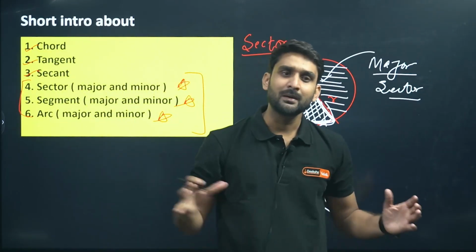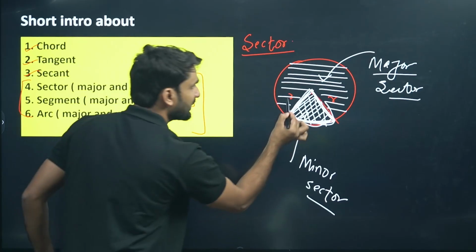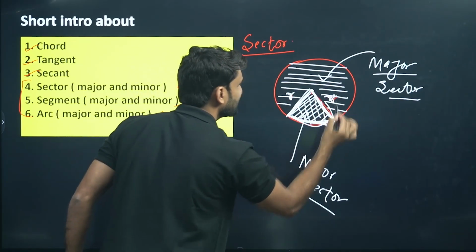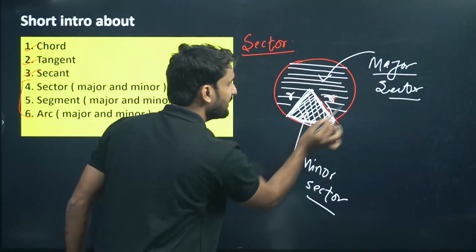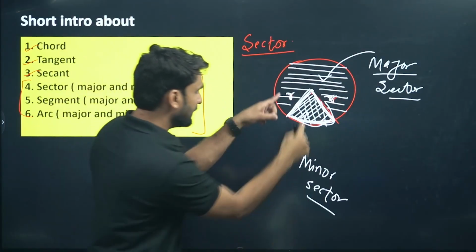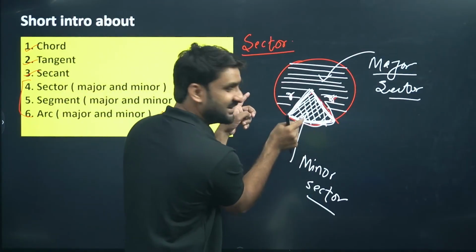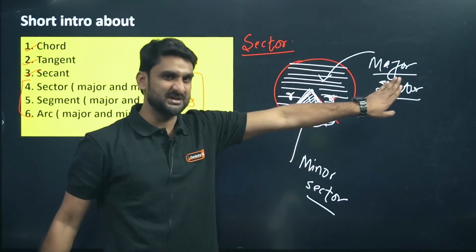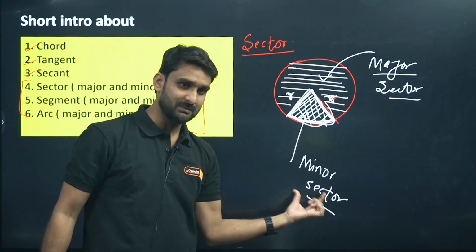So hope you have understood the sector. On drawing two radiuses here, the circle is divided into two parts. One part is this, in the form of a pizza slice, right? And the other is the remaining part. So the bigger portion is called the major sector and the smaller portion is called the minor sector.